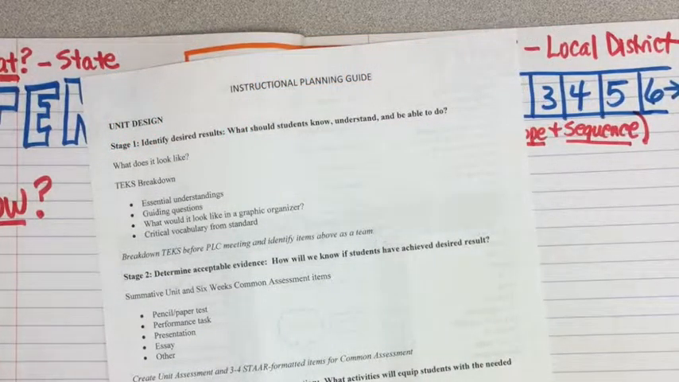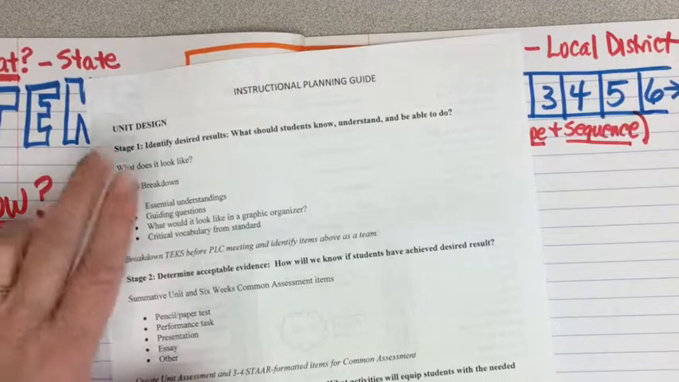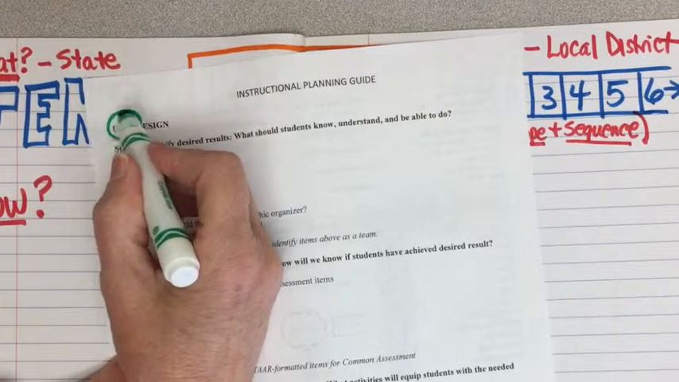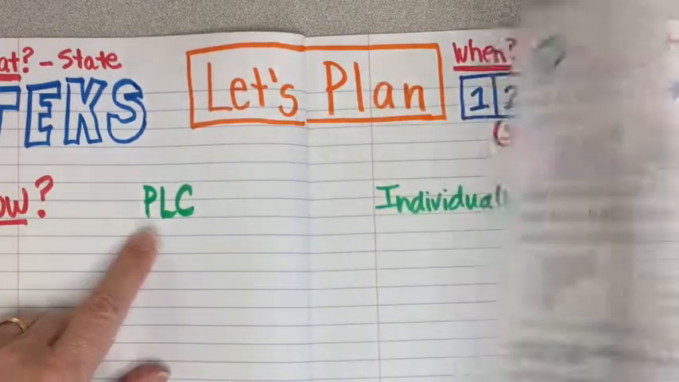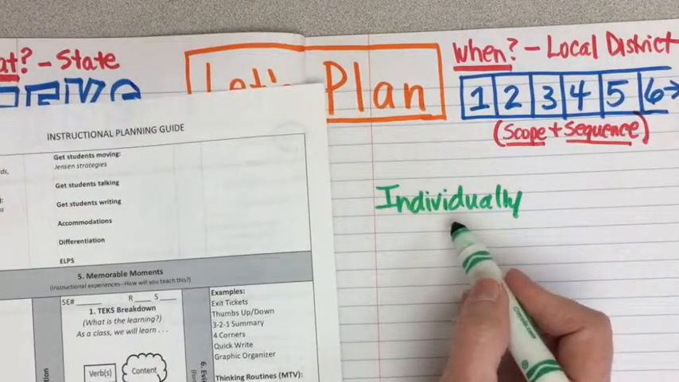To help make planning a little easier, we've created an instructional planning guide. And this guide has two sides. On one side, we'll be basically looking at unit plans, and this will be the part that's done in the PLC. On the other side, we look a little bit more at your individual planning.